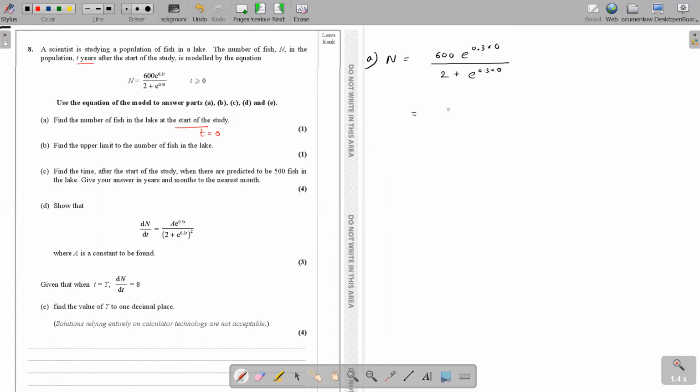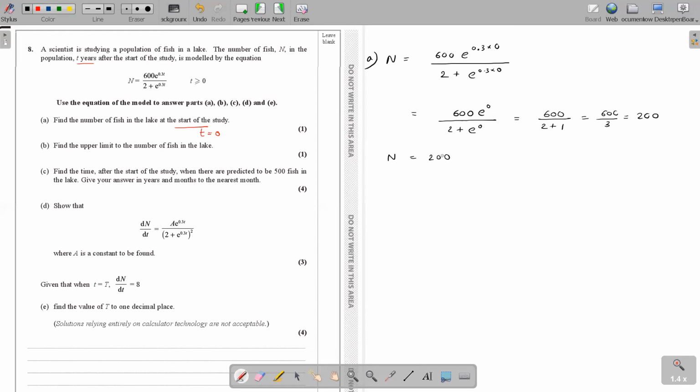So you end up getting 600 e to the power 0 divided by 2 plus e to the power 0. Any number to the power of 0 is 1. So that gives you 600 times 1 over 2 plus 1. 600 divided by 3 gives you 200. So N equals 200. That's the number of fish in the lake at the start of the study.